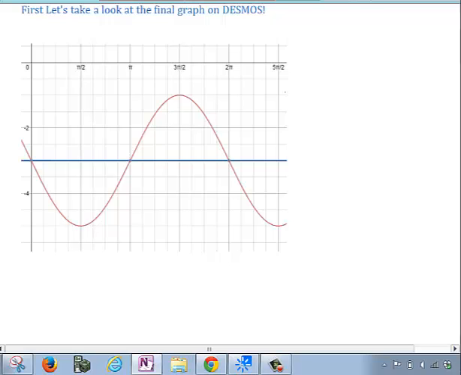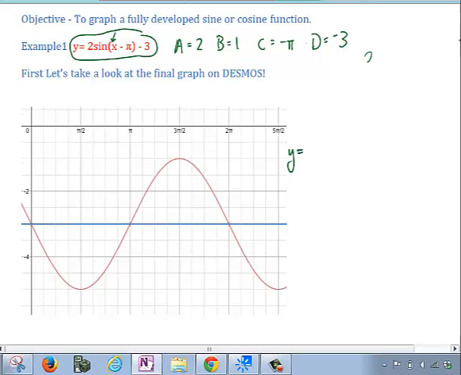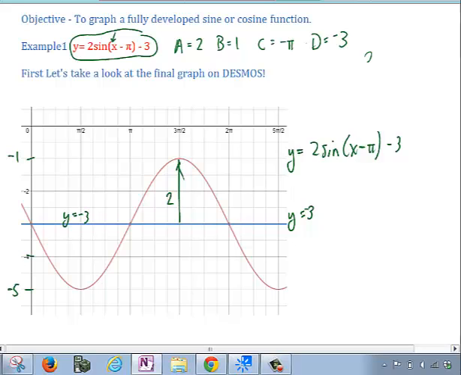Okay, well, I'm back, and the graph was y equals 2 sine of (x minus pi) minus 3. And as you can see from the graph, the midline was at y equals -3. It goes up or down an amount of 2. You can see that this is -2 and this is -1. And then it goes down to -4 to -5.